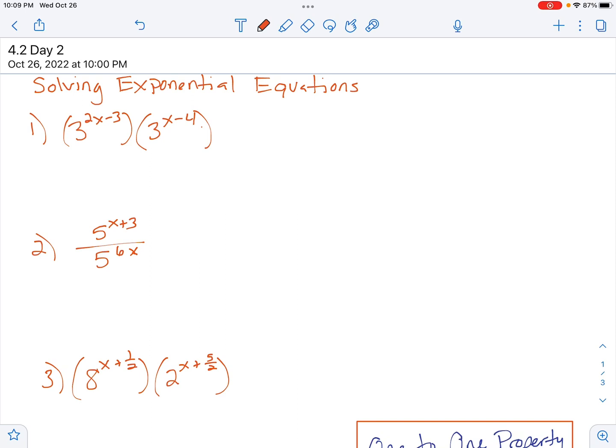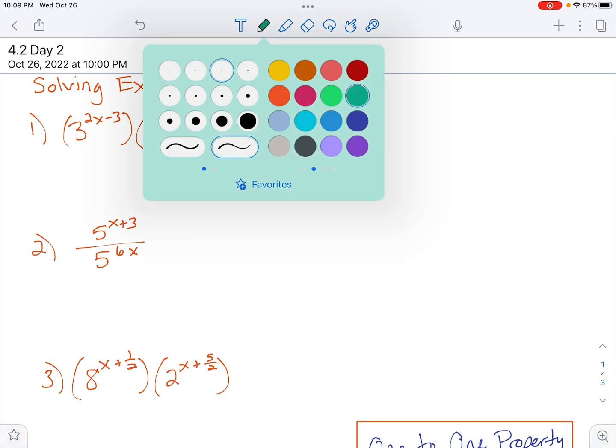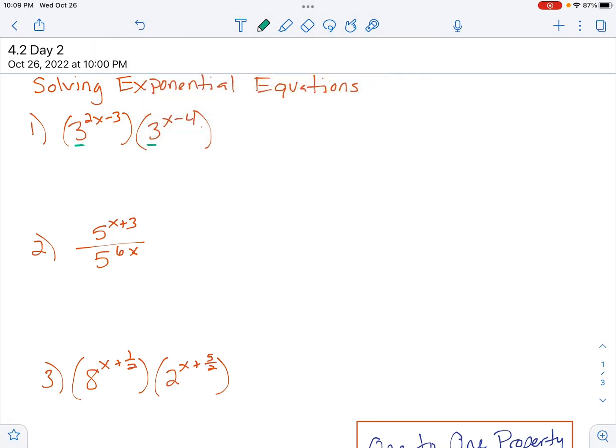If we look at the first one, we have our bases of 3 and 3. So we can go ahead and deal with our exponents. Now when we're multiplying exponents, we're going to add the exponents. So we have 3 to the 2x minus 3 plus x minus 4. Combine those like terms, and you have 3x minus 7 as your power.